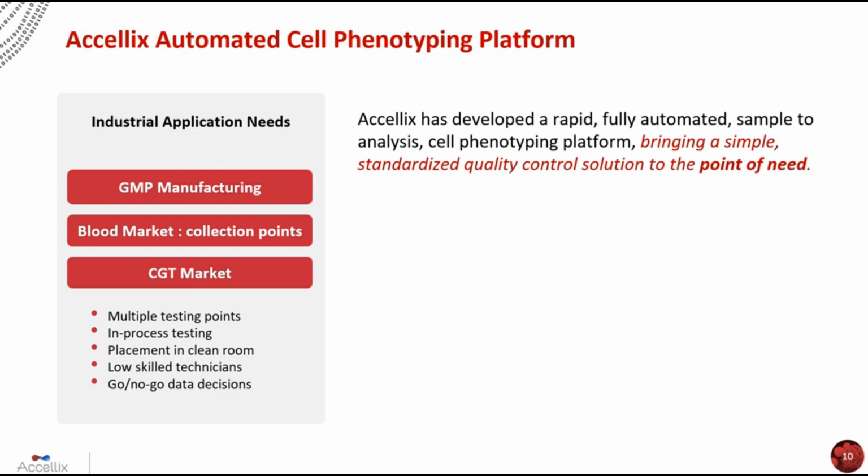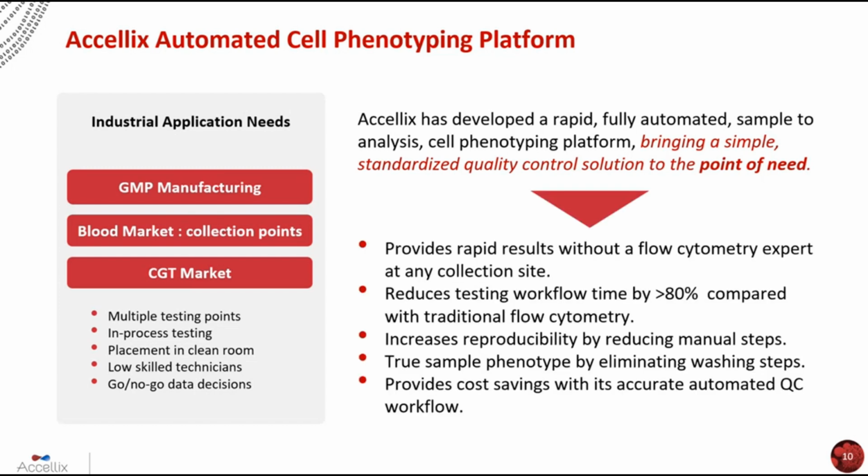So Axelis has developed a rapid, fully automated, sample-to-answer cell phenotyping platform, bringing a simple, standardized quality control solution to the point of need. How do we do that? With the platform, we provide rapid results without flow cytometry expertise at any collection site. We reduce testing workflow time by more than 80% compared with traditional flow, and we increase reproducibility by reducing manual steps and providing, we believe, true sample phenotype by eliminating wash steps or other different shipping conditions that are sometimes needed to run this assay in regular flow. And last but not least, we provide cost savings with these accurate automated QC workflows.